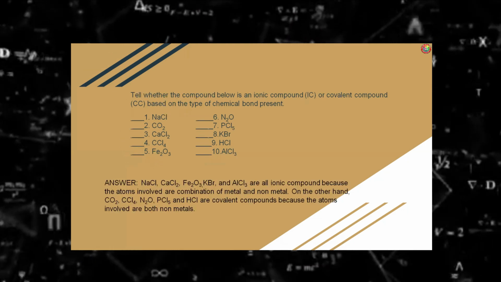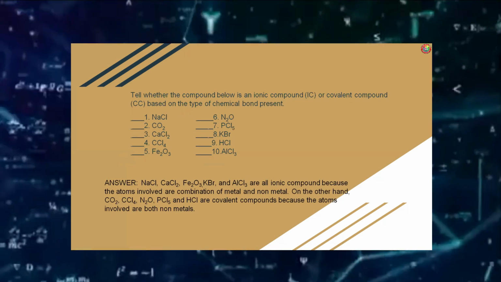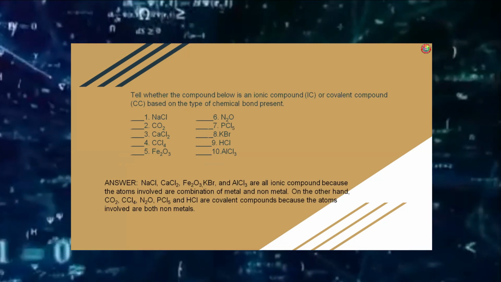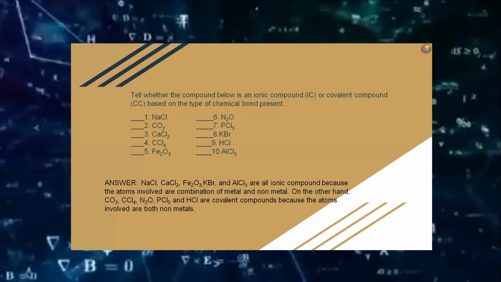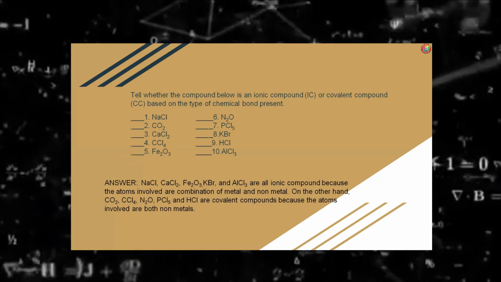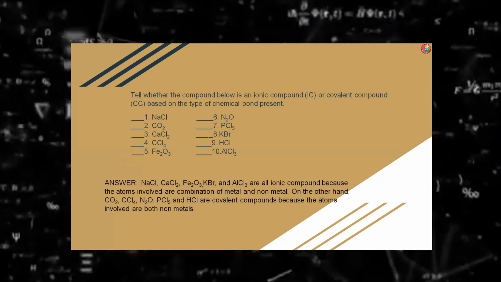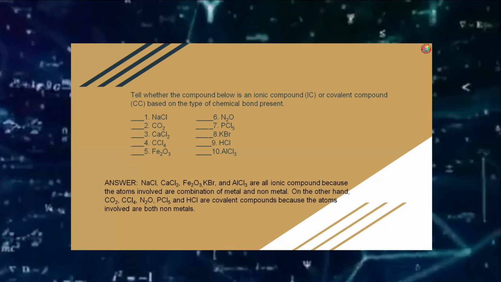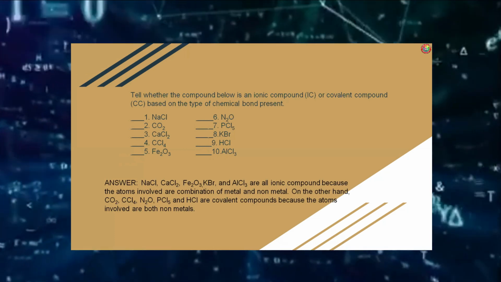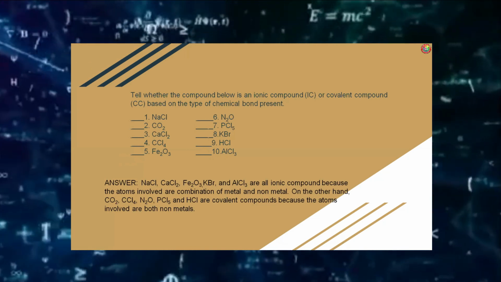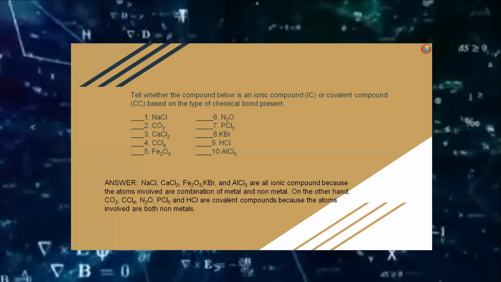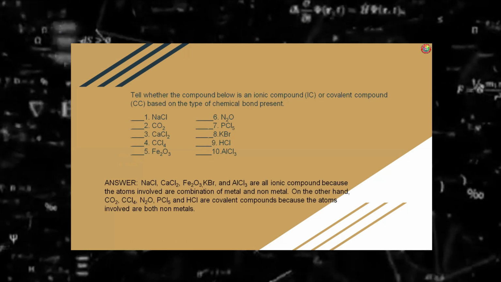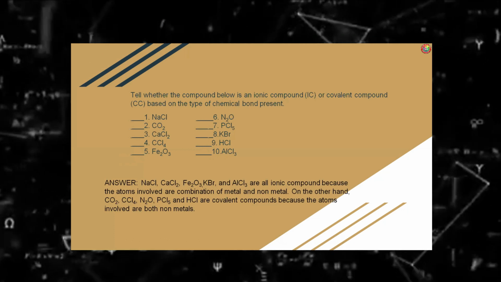Now, for our answer, we have sodium chloride and calcium chloride. We have also iron oxide or ferric oxide, potassium bromide, and aluminum chloride, which are all ionic compounds because the atoms involved are a combination of metal and non-metal. On the other hand, we have carbon dioxide and carbon tetrachloride, and of course dinitrogen monoxide or nitrous oxide, phosphorus pentachloride, and hydrogen chloride, which are covalent compounds because the atoms involved are both non-metals.